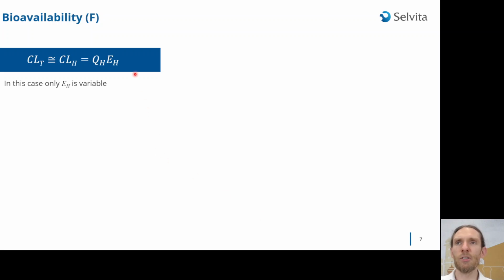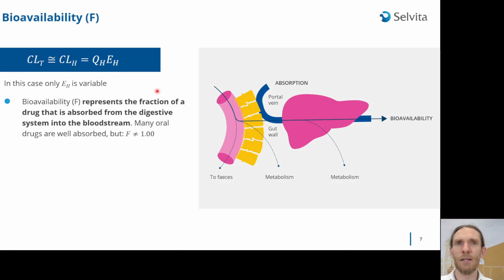With this approximation, we can see that between different substances being cleared, only the extraction ratio will be variable, because the hepatic blood flow will be constant. And the bioavailability will be defined as the fraction of the drug that is absorbed from the digestive system into the blood flow as it passes through the liver.